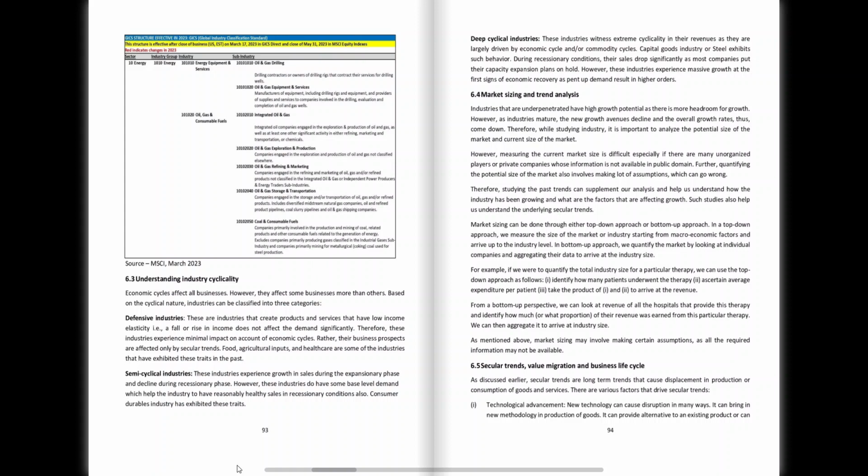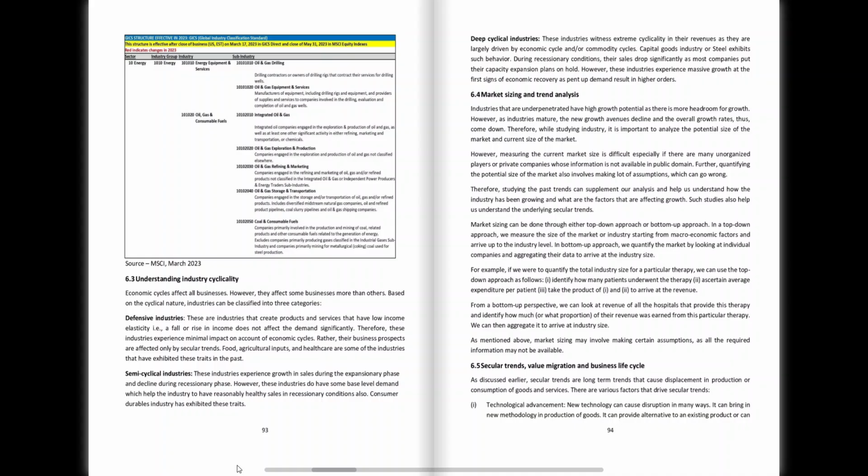Market sizing can be done through either a top-down approach or a bottom-up approach. In a top-down approach, we measure the size of the market or industry starting from macroeconomic factors and arrive down to the industry level. In a bottom-up approach, we quantify the market by looking at individual companies and aggregating their data to arrive at the industry size.